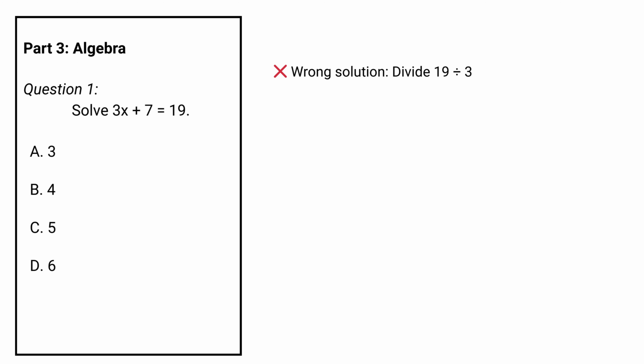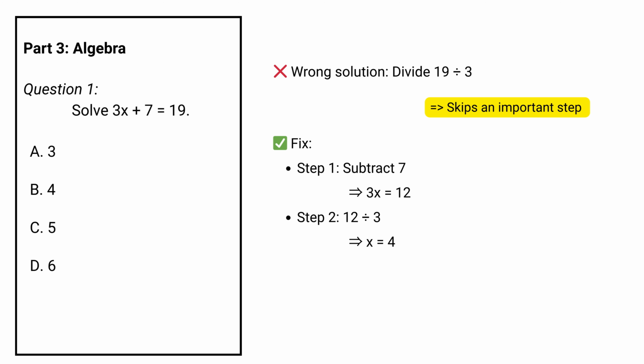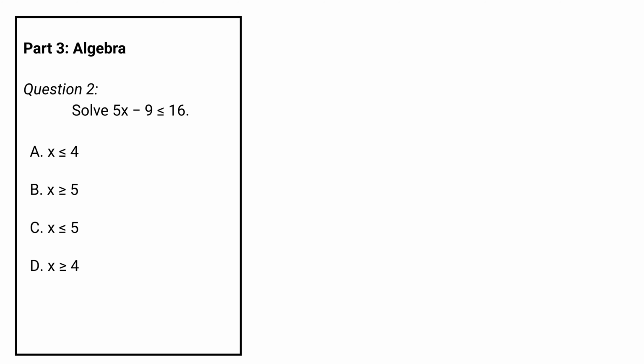A common mistake is to take 19 divided by 3 right away. That skips an important step. First, subtract 7 from both sides. That gives 3x equals 12. Next, divide both sides by 3. 12 divided by 3 equals 4. So x equals 4.